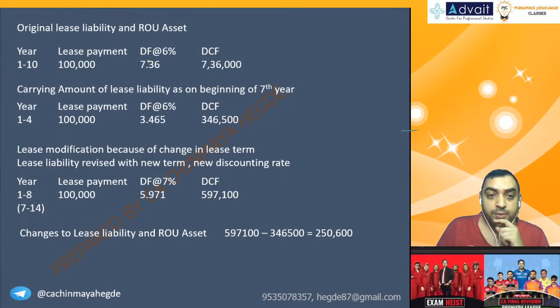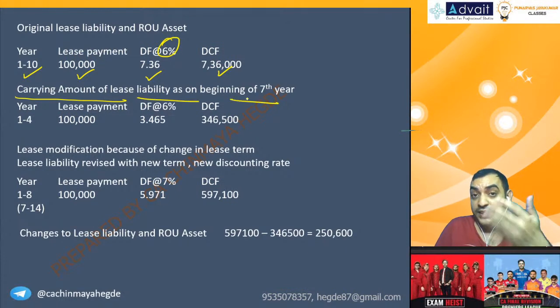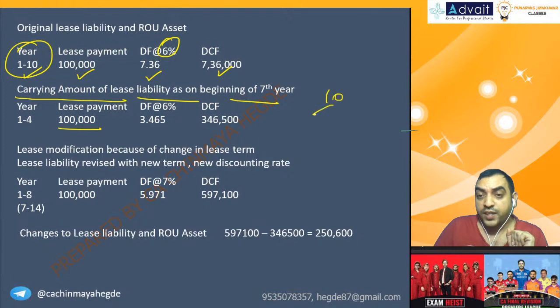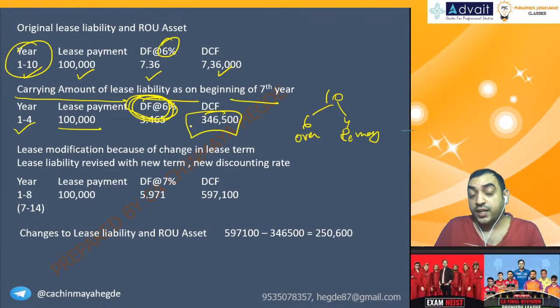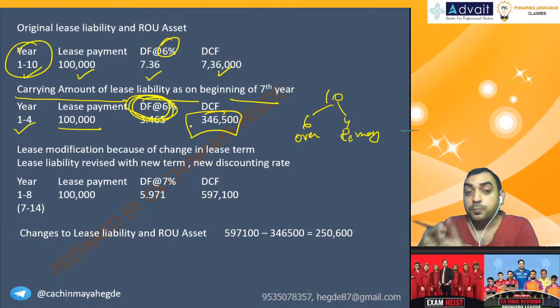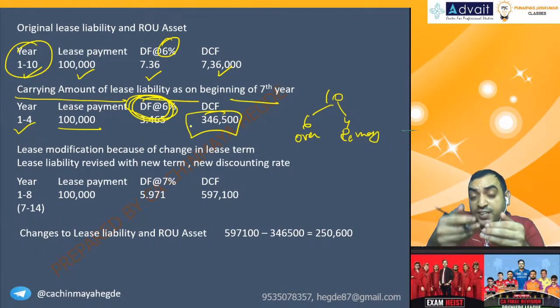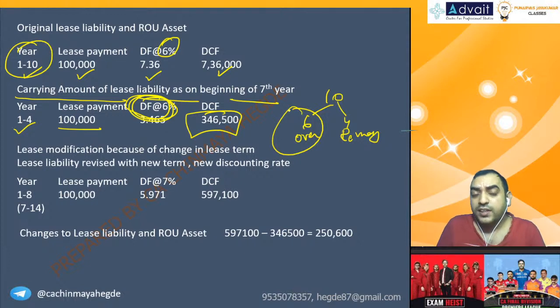Now, original lease liability: 10 years, 1 lakh, 6% discounting rate, 7,36,000. Now the carrying amount of lease liability at the beginning of the 7th year at the time of lease modification: 1 lakh, remaining 4 years. Out of 10 years, 6 years are over, remaining 4 years. At the original 6%, I got 3,46,500. One more method is also there: amortized cost method, 7,36,000 plus 6% minus 1 lakh, plus 6% minus 1 lakh, and so on for 6 years. Or you can do the present value of remaining cash flows. That is also fine. That's what I have done.